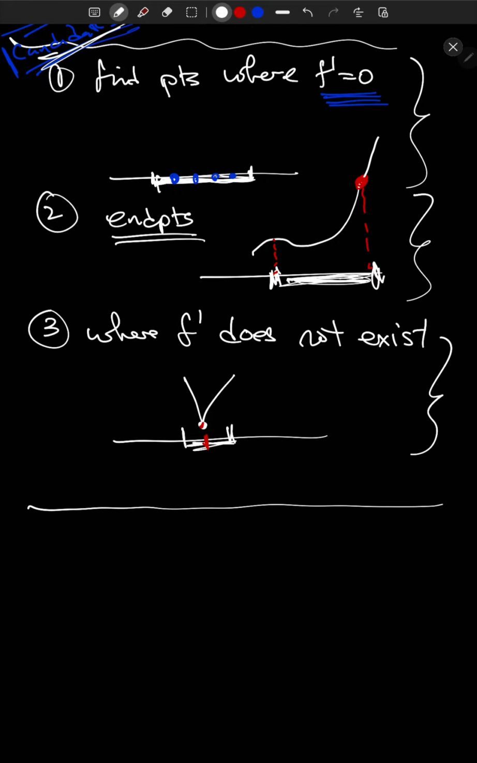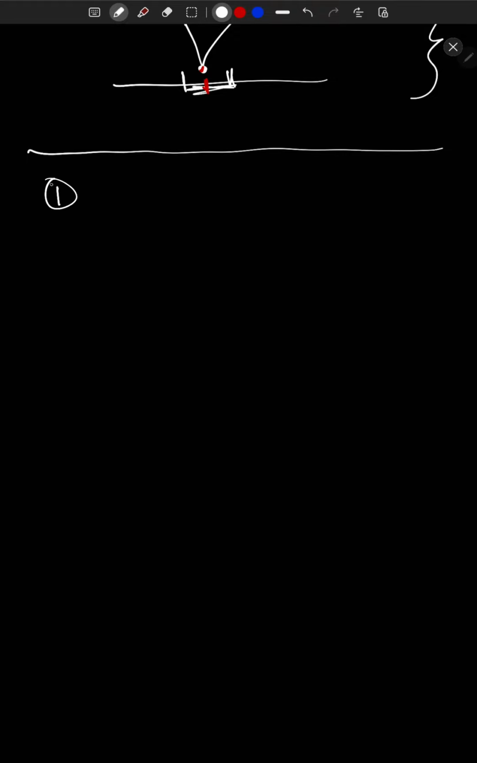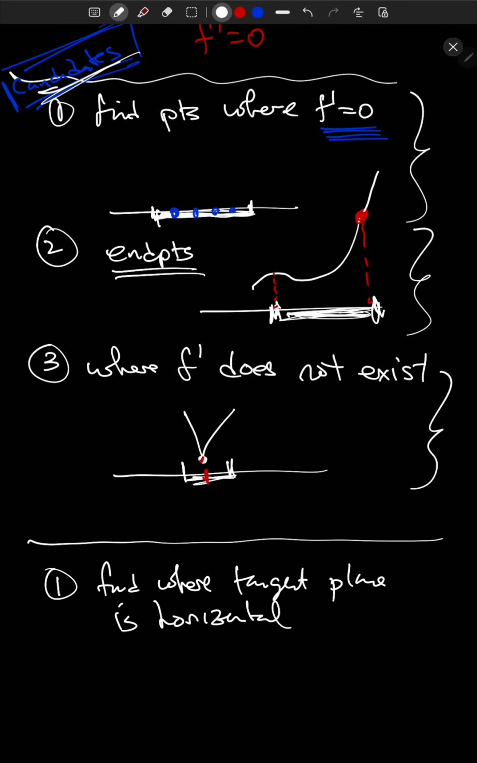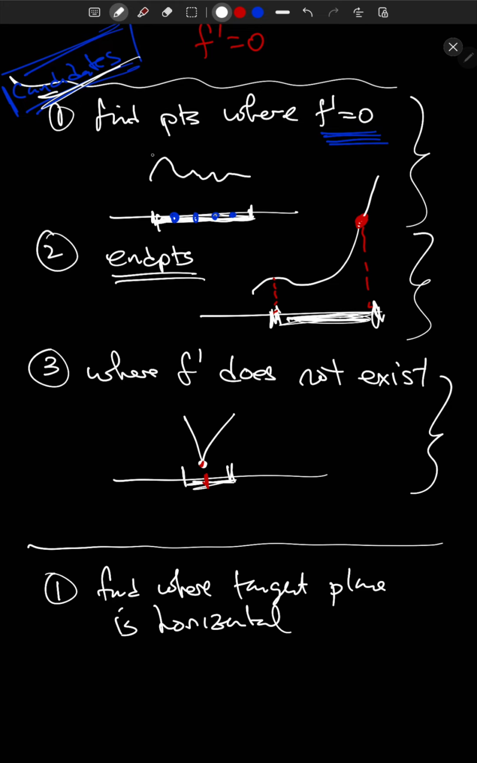Multivariable. How do we do it? Pretty much the same idea. All right? Number 1 is going to be find where tangent plane is horizontal. Okay, so in single variable calculus, we looked where f prime was equal to 0, and that was because f prime equals 0 is where the tangent line is horizontal. And again, the entire motivation here is if you're at a maximum or a minimum, absolute max or min in the interior where you're differentiable, then your tangent line has to be horizontal, right?